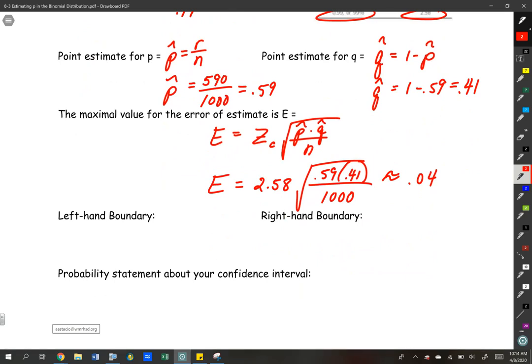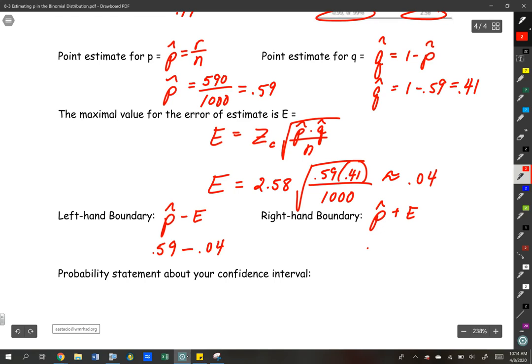All right, left-hand boundary is p hat minus E. Right-hand boundary is p hat plus E. Right, p hat is 0.59 minus 0.04 and 0.59 plus 0.04. So here we get 0.55 and 0.63. So our confidence interval goes from 0.55 to 0.63.